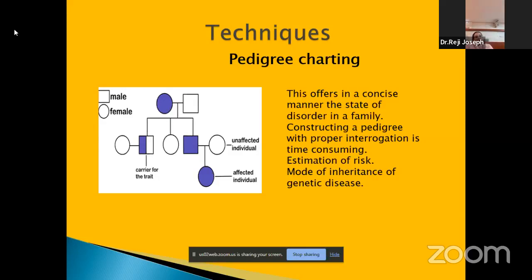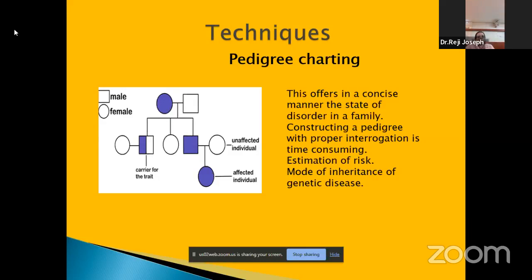Coming to the techniques, how we do a pedigree chart. This is the pedigree chart which I have shown, which we usually make to find out the risk pattern. By doing this pedigree chart, we will come to know the estimation of risk as well as the mode of inheritance of the genetic disease. As I have told, it can be either a hereditary or a non-hereditary disorder. So what are the hereditary disorders? It can be an autosomal dominant disorder, an autosomal recessive disorder, an X-linked dominant disorder, or an X-linked recessive disorder. Apart from it, it can also be a mitochondrial disorder.